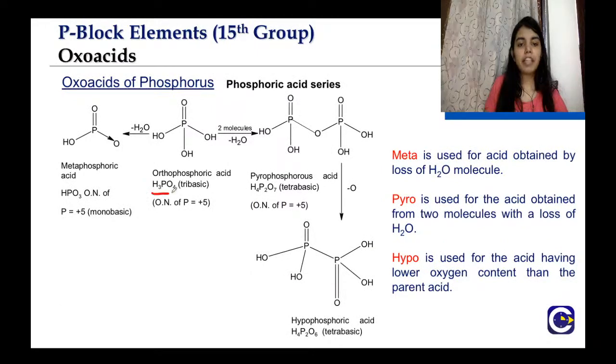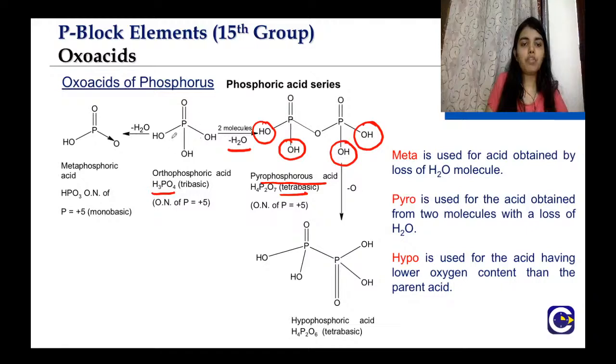Now H3PO4, if you consider, that is known as orthophosphoric acid. Now you take two molecules of orthophosphoric acid and remove one water molecule, you will get pyrophosphoric acid, which is tetrabasic. How is it tetrabasic? See, 1, 2, 3, 4. So 4 OH bonds are present, that means it is tetrabasic. Now if you remove one water molecule from orthophosphoric acid, you will get metaphosphoric acid, that is HPO3, where the oxidation state of phosphorus is +5, and it is monobasic. Why? Because it contains only one OH bond.